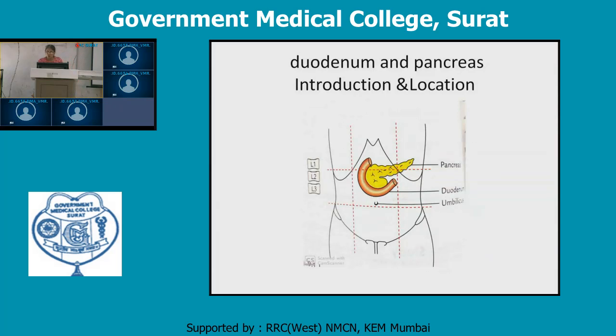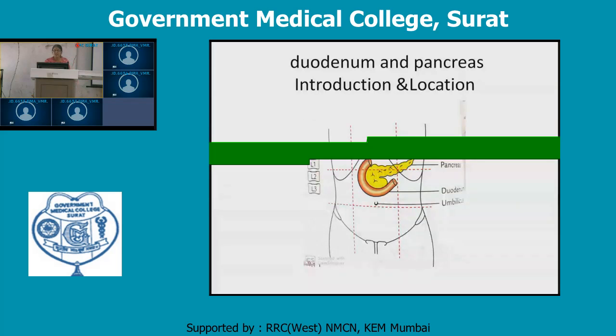So the referred pain of the foregut is to the epigastrium. The referred pain is in the epigastrium. Foregut's referred pain is in the epigastrium. So this is about the location of the duodenum.